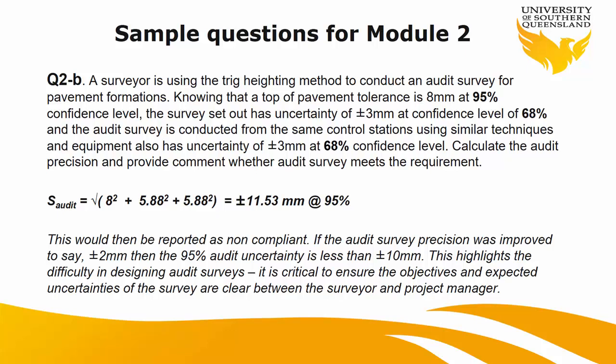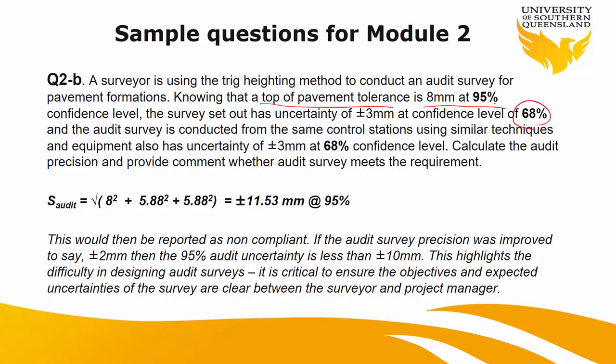A surveyor is using the trig heighting method to conduct an audit survey for pavement formation. So you know how we do the pavement and usually you go and check whether it's meeting the criteria, for example TMR in Queensland, or road standards for different states. Let's say we know that the top of the pavement tolerance, which is like your paving machine error, is about plus or minus 8 mm at 95% confidence level, yeah.